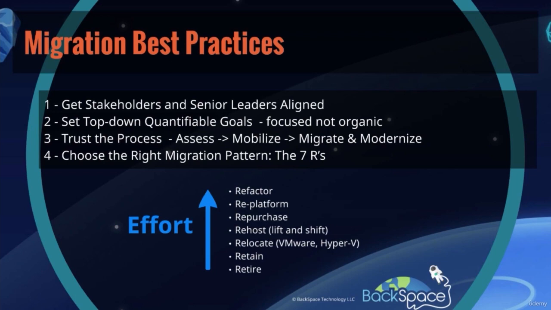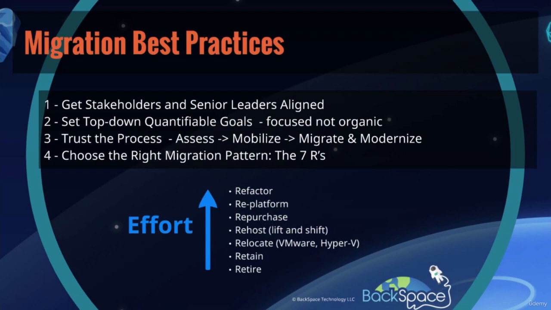The next one is to set top-down quantifiable goals. These need to be clearly defined with clear objectives that can be measured and are quantifiable. There's no point having something that is very wishy-washy. You need something that is clear and direct and can be quantified in the end. And then you can expand from that and introduce more specific goals and more specific tasks that are involved to achieve your end.